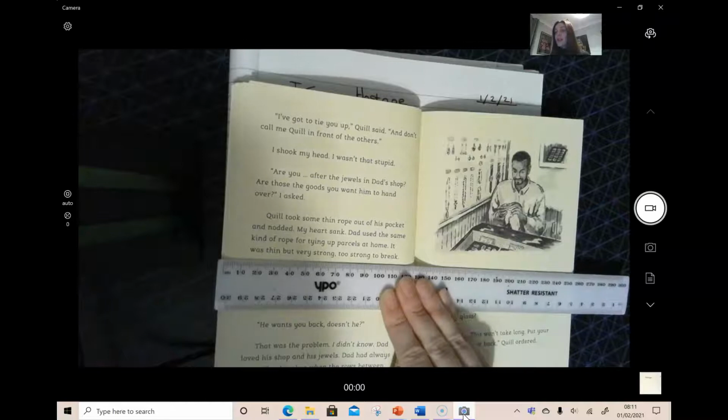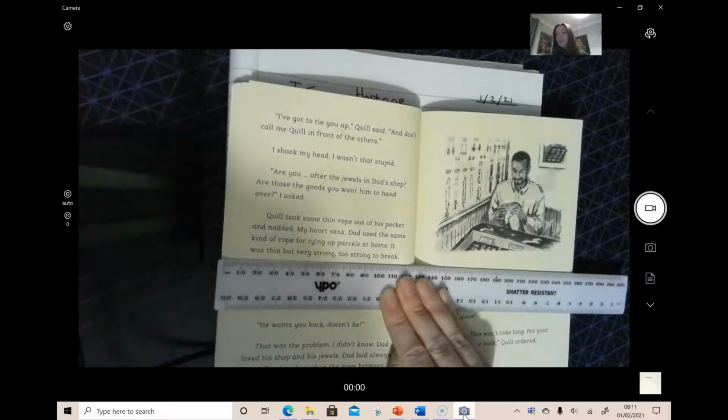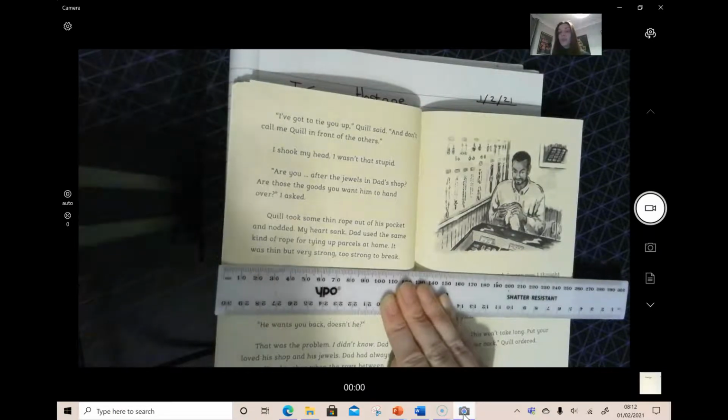Okay, let's pause here. Did you hear what was revealed? So what was the ransom? What did they say that they wanted for the release of Angela? Okay, so they're after the jewels in her dad's shop. That's the valuable thing that they want to have in order for Angela to be let go. I wonder if they'll get it.